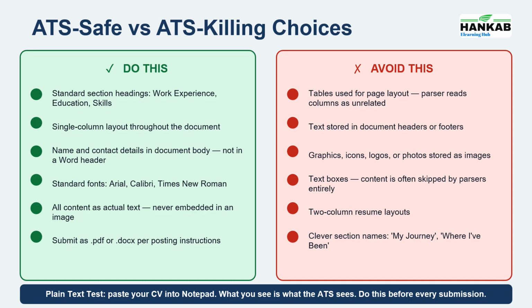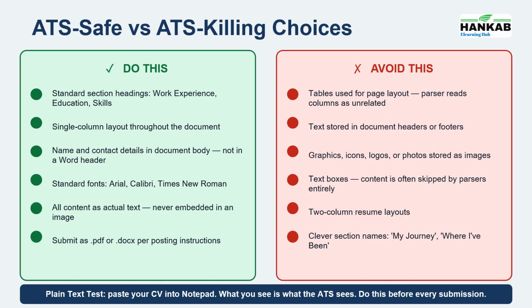If the content is scrambled, content is missing, or the order is wrong, you have a formatting problem that needs to be fixed before you submit. Do this check before every submission. It takes 30 seconds. It can save your application.